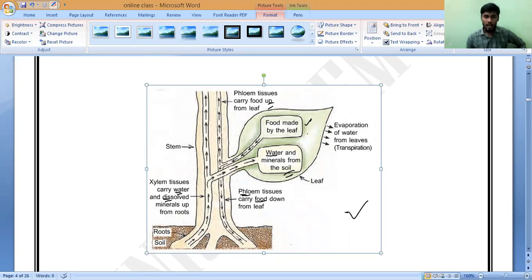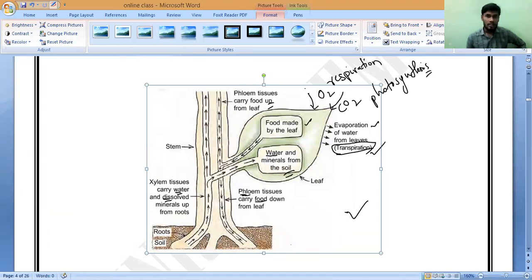So here you can see again the evaporation of water from the leaves. The evaporation of water from the leaves has a special name in plants. What is that called? Transpiration. Understanding, most important one. Now from the leaves, oxygen supply will be there. From the leaves, carbon dioxide supply is also there. Oxygen is for respiration, and CO2 is for photosynthesis.